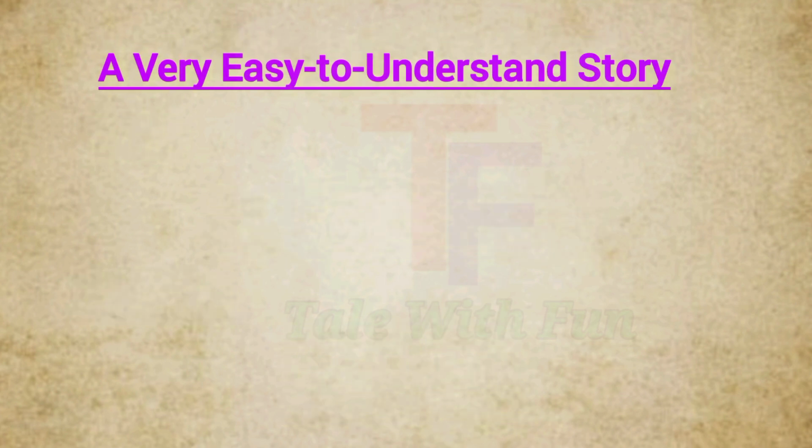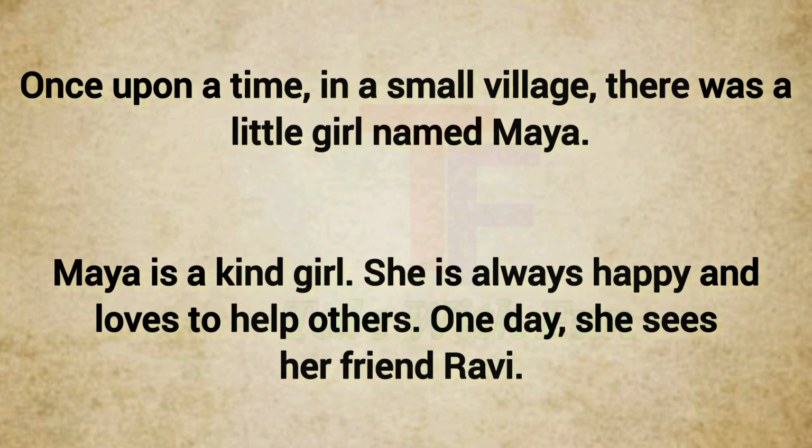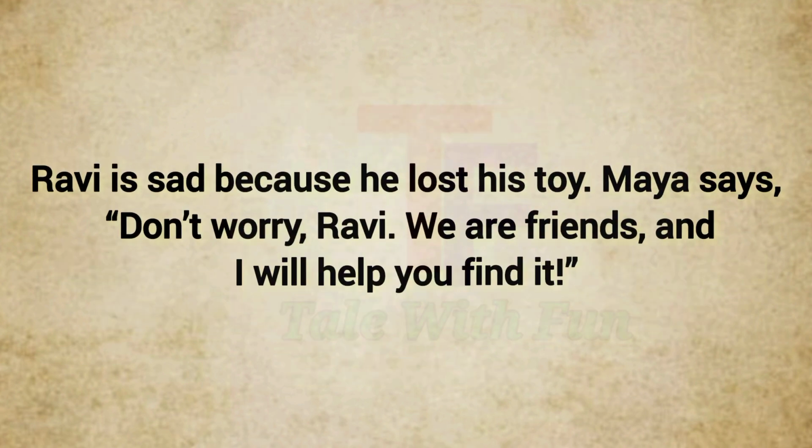It's time for the very easy to understand story. Once upon a time, in a small village, there was a little girl named Maya. Maya is a kind girl. She is always happy and loves to help others. One day, she sees her friend Ravi. Ravi is sad because he lost his toy.